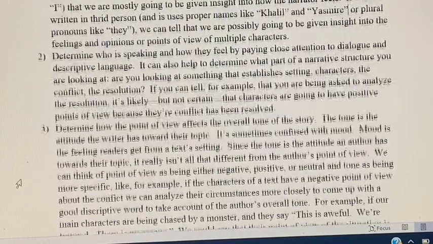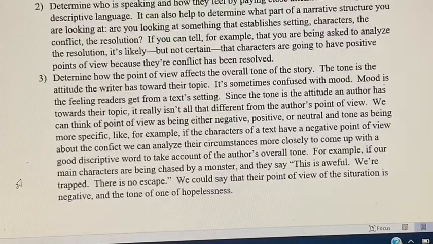So our third step is to determine how the point of view affects the overall tone of the story. So the tone is the attitude the writer has toward their topic. It's sometimes confused with mood. Mood is the feeling readers get from a text setting. So since the tone is the attitude an author has towards their topic, it really isn't all that different from the author's point of view.